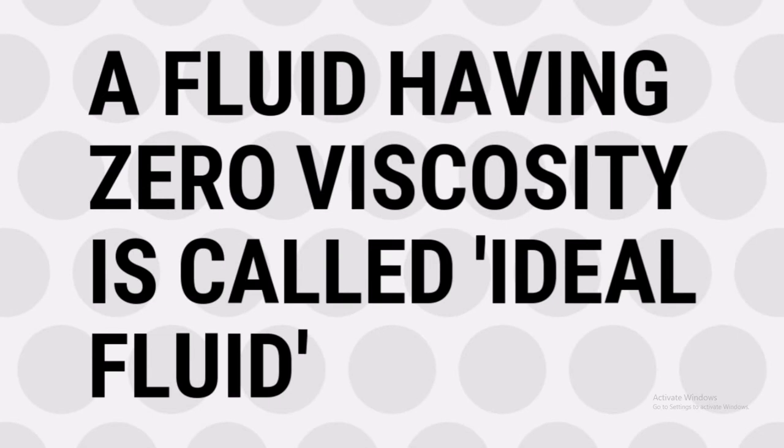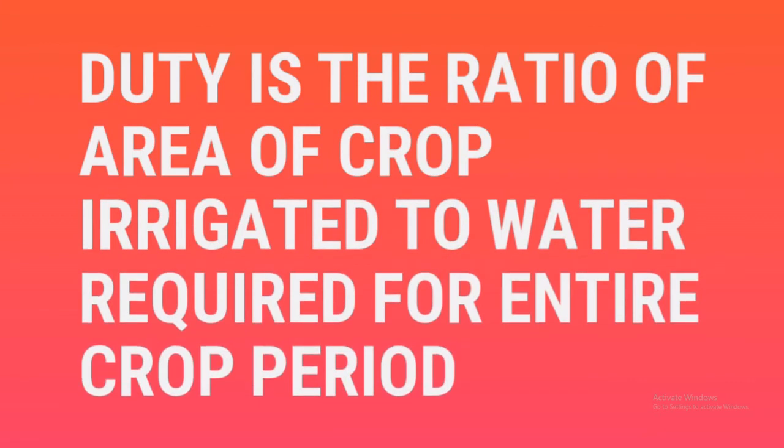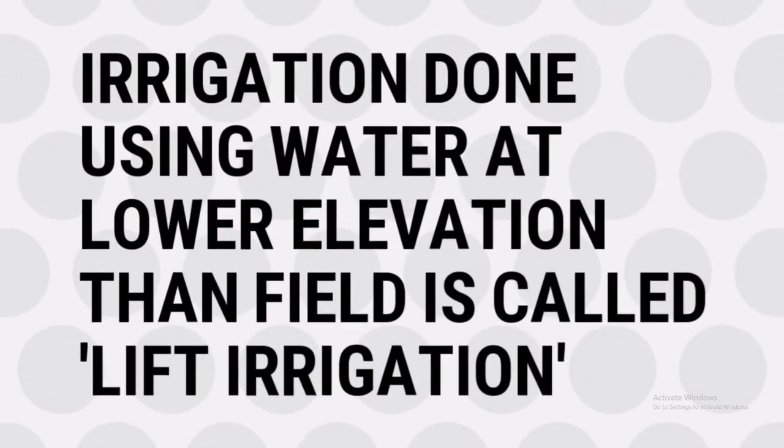A fluid having zero viscosity is called as the ideal fluid. Duty is the ratio of area of crop irrigated to water required for entire crop period. Irrigation done using water at lower elevation than field level is called as lift irrigation.